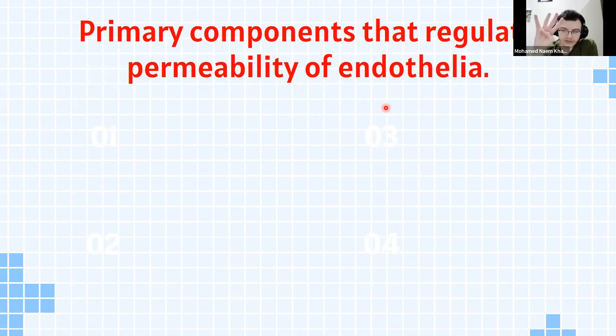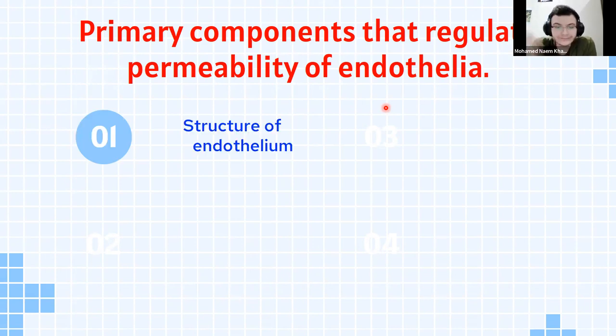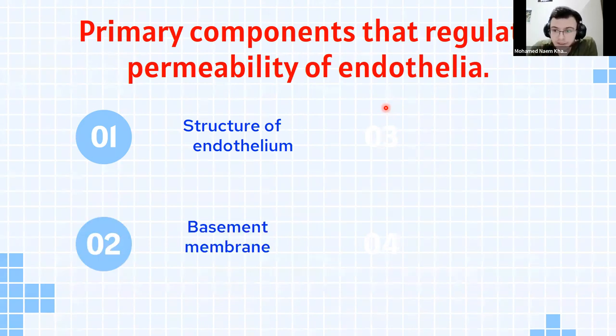So we have four main structures in the blood vessel that have to do with the regulation of permeability. Remember, we're not talking about the endothelium itself now, we're talking about the whole blood vessel. First of all, the structure of the endothelium, obviously it has to do with it. Second, the basement membrane. Remember when we mentioned the basement membrane before? Now we're going to mention it more and go into specific details regarding it.